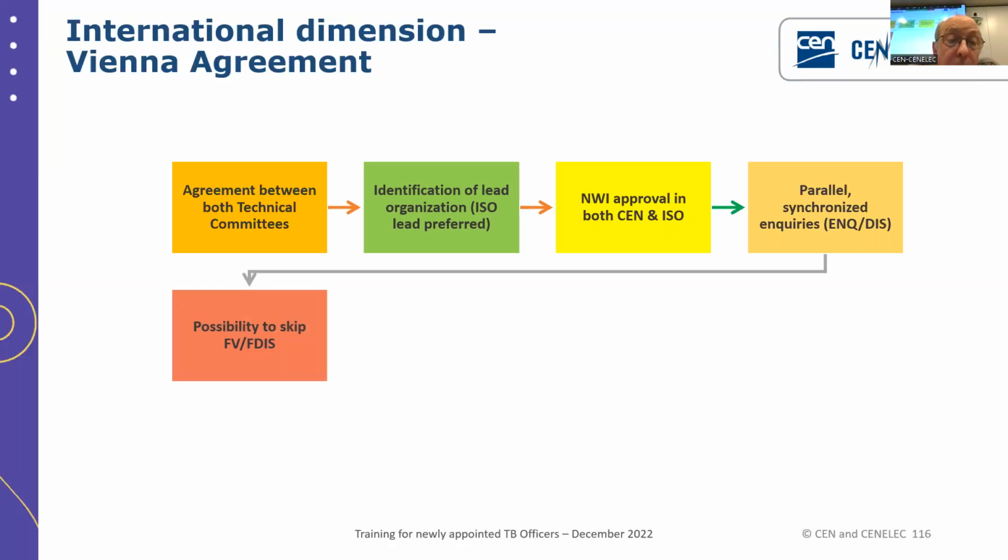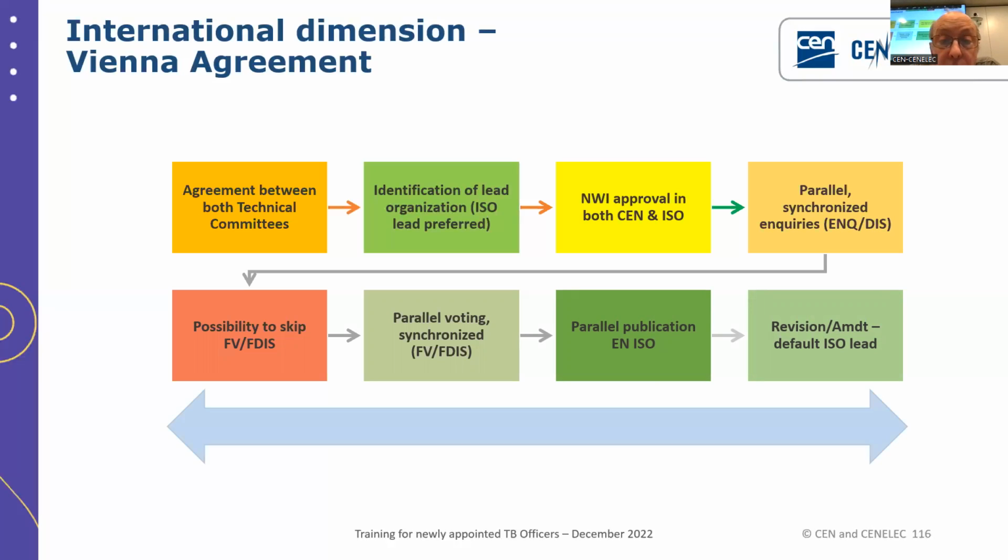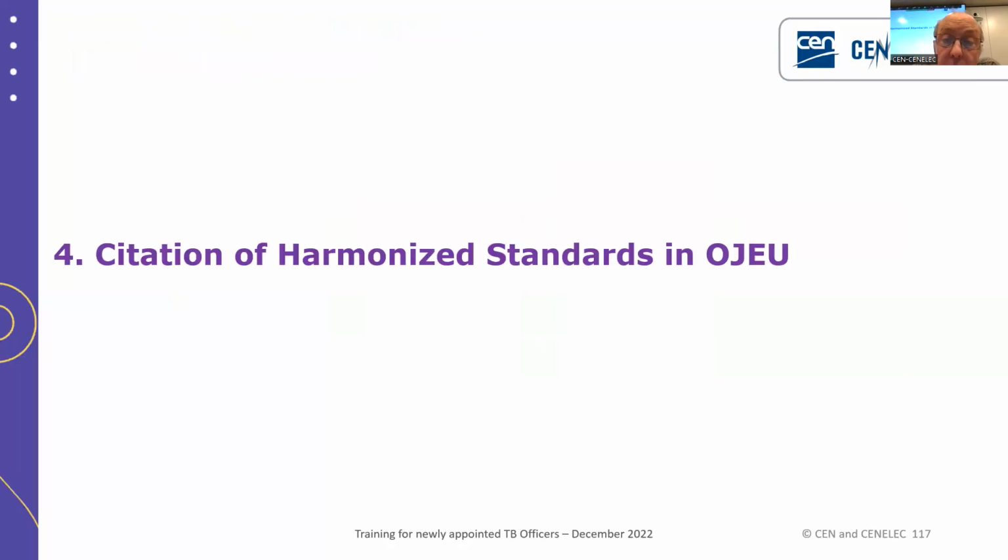There is a possibility, of course, like for a European standard, to skip the formal vote if there are very few comments, and those comments are not technical and do not need to be incorporated into the standard. As mentioned already, we will also synchronize the parallel voting. And of course, we'll get a parallel publication, and later we will be able to amend or revise the ISO document. This was very brief. I don't know if you have another, more detailed session.